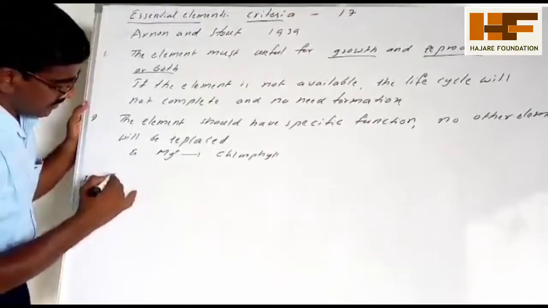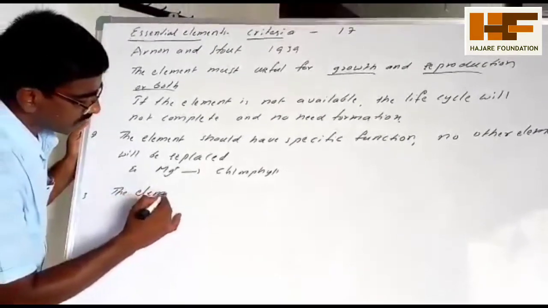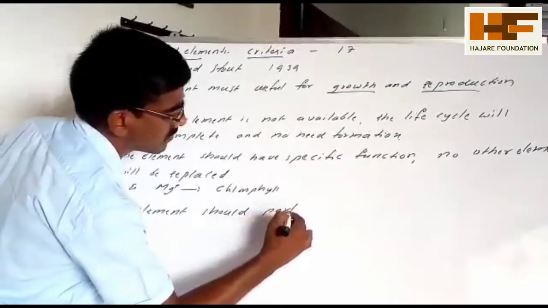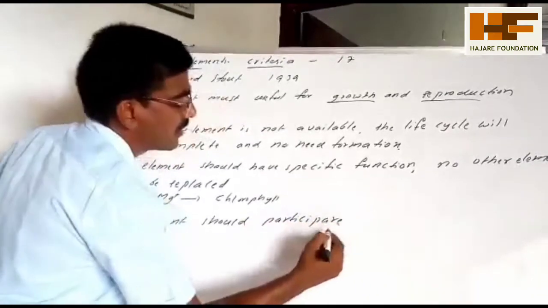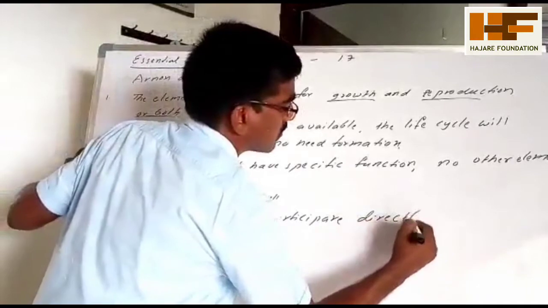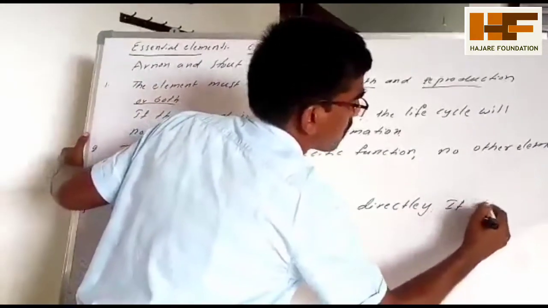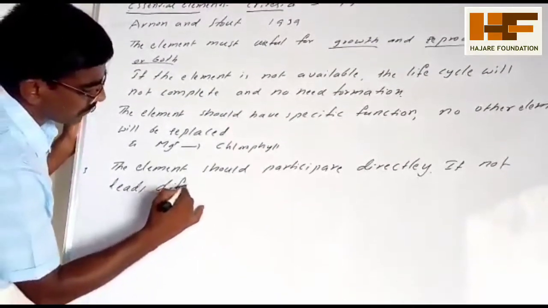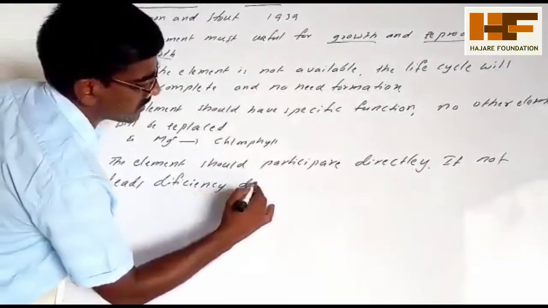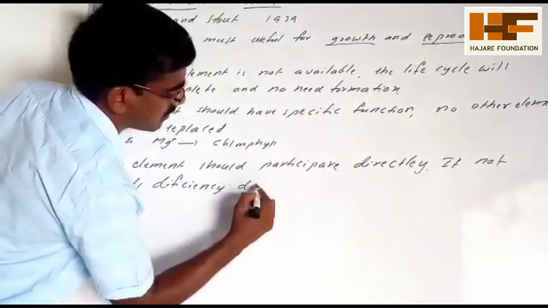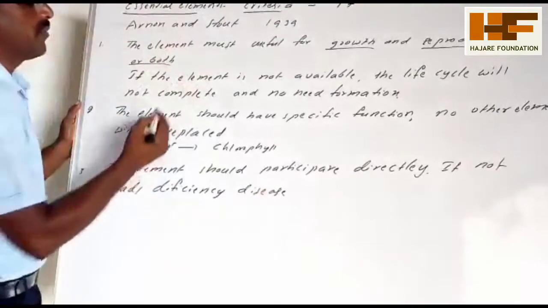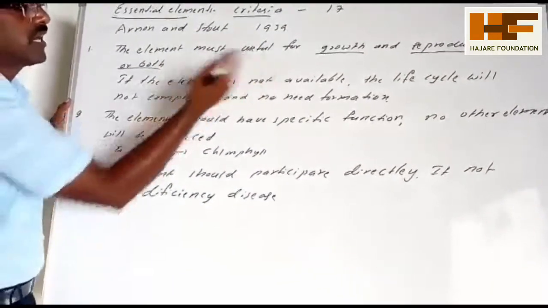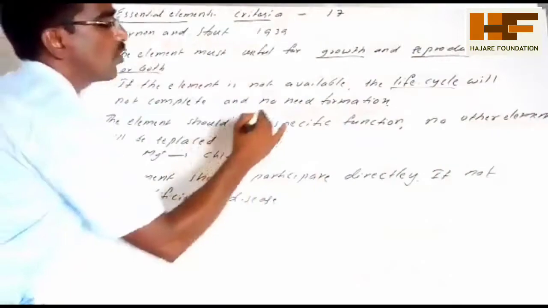The third one is that the element should participate directly. If not, it leads to deficiency diseases. Here the element must be useful for growth and reproduction or both. If not, the life cycle will not be completed and there is no formation of seeds.